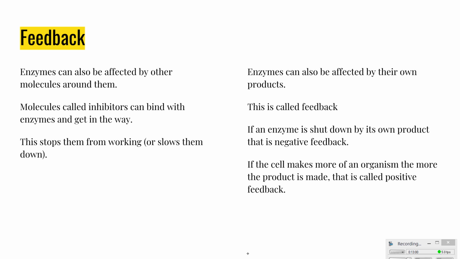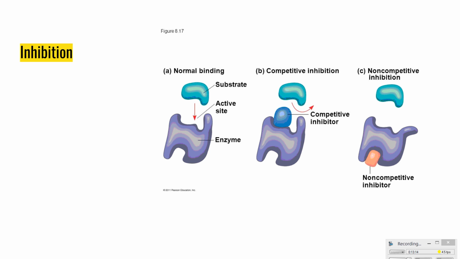Enzymes can be affected by the molecules around them. Some molecules can be inhibitors, which means they get in the way of the enzyme and its work. This slows them down. Let's take a look at what that could be, right? In inhibition, enzymes are going to bind with a substrate. That's the normal reaction. But if a competitive inhibitor is also in the environment, it might sit right in the active site and block the substrate from getting in. That's going to slow the reaction down.